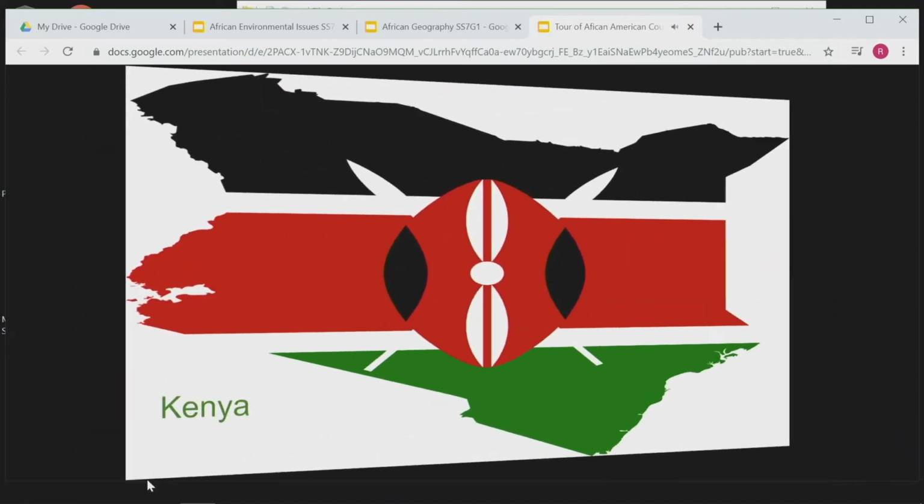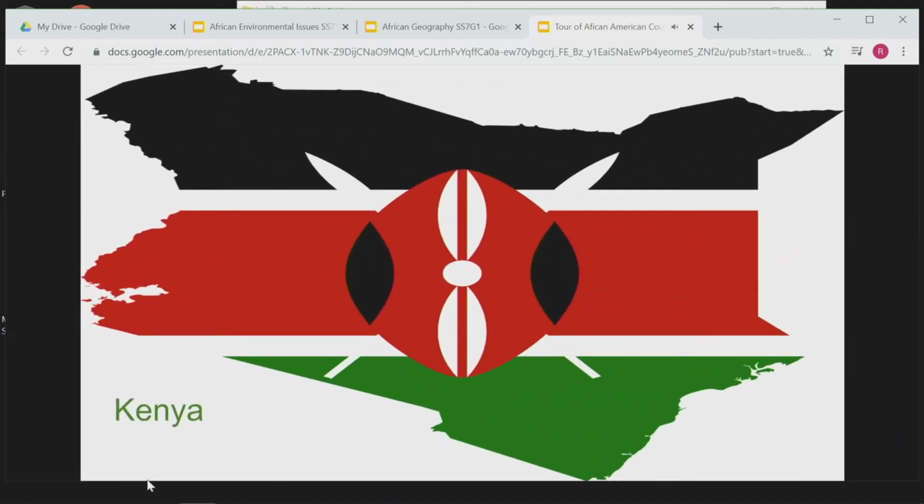Kenya is located on the east coast of Africa. It is bordered by Tanzania to the south, Uganda to the west, South Sudan to the northwest, and Ethiopia to the north.